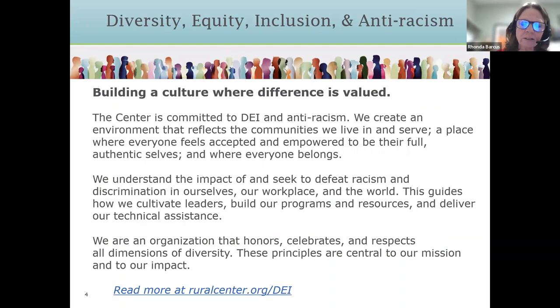One of the things that really matters to us a lot at the center is diversity, equity, inclusion, anti-racism. And so we work really hard to make sure that we're creating an environment where our staff reflects the environments that we are serving. It's also a place where all staff are accepted, empowered to be their authentic self, and everybody belongs. The other piece of our DEI and anti-racism stance is making sure that we are continuously looking at our technical assistance to make sure that the programs we're supporting, like Idaho Path to Value, are done with that health equity lens in mind.